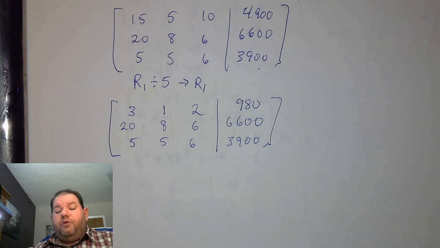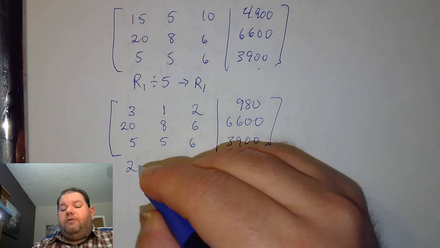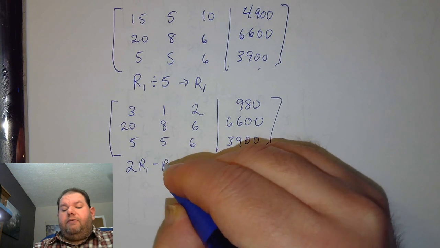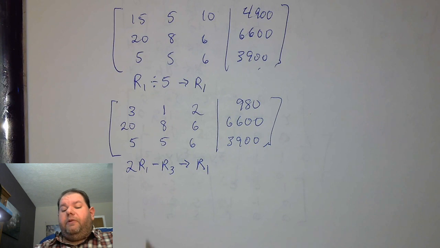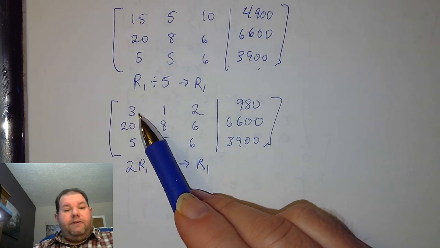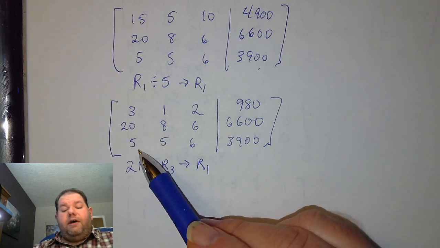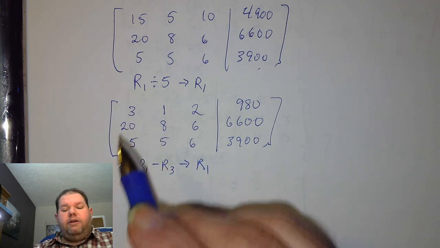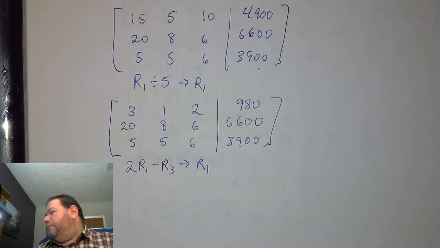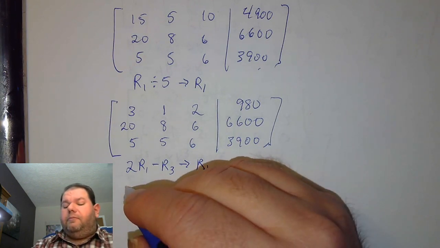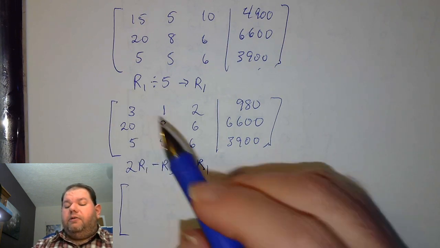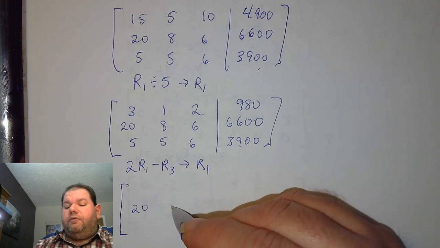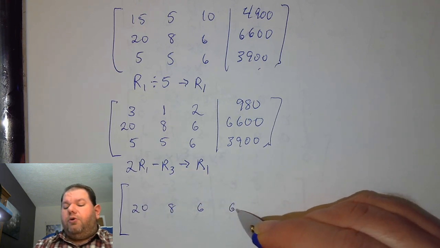Now this is a little bit more elaborate, but what I would suggest is we can do 2 times row 1 minus row 3 and replace row 1. This 2 times 3 is 6. 6 minus 5 would give us the 1 that we need to get in this upper left-hand corner. So we do have to be a little bit more creative in this particular example. So we're not changing row 2 or row 3.